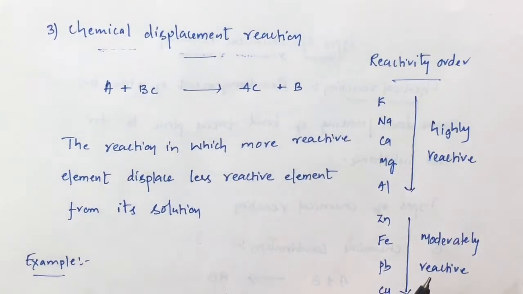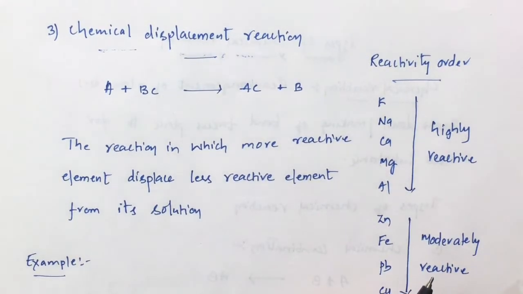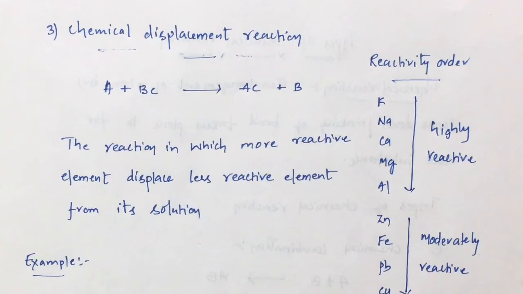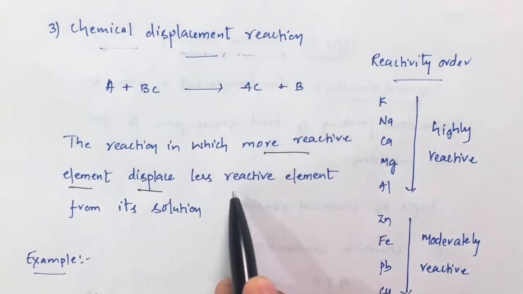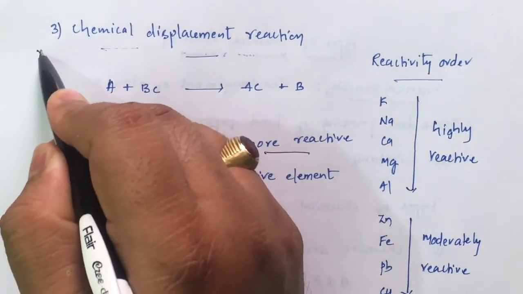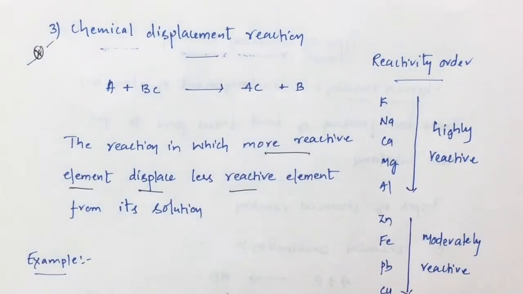The next type of chemical reaction is chemical displacement. So what is actually a chemical displacement? A chemical displacement is a reaction in which more reactive element displaces less reactive element. It's a very important concept, children. Many times questions were asked based on the displacement reaction. So you need to focus on this concept, as there could be questions asked in your examinations.